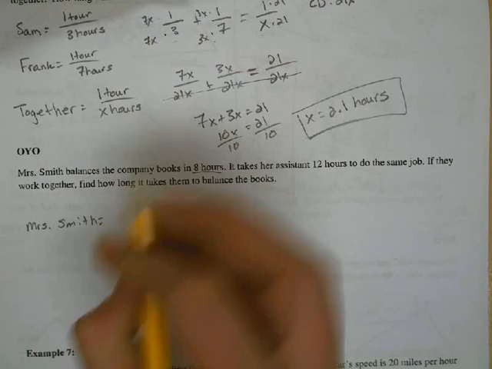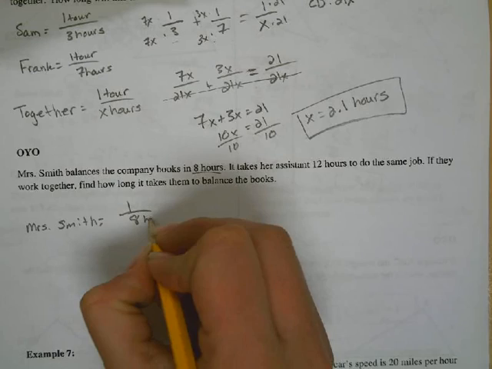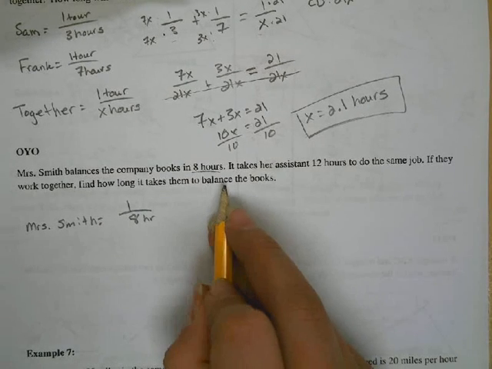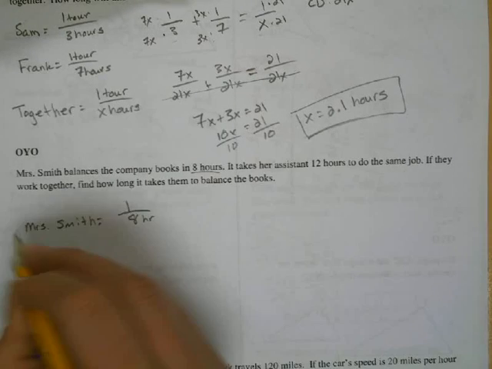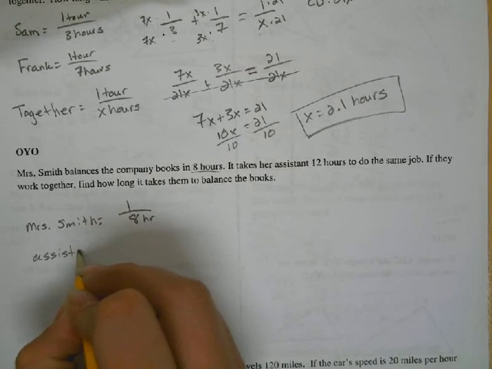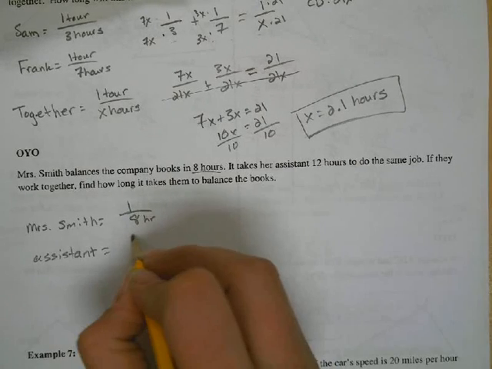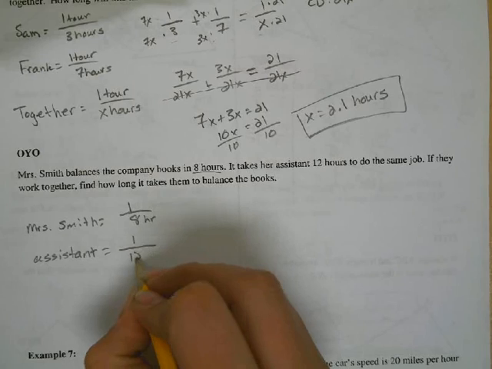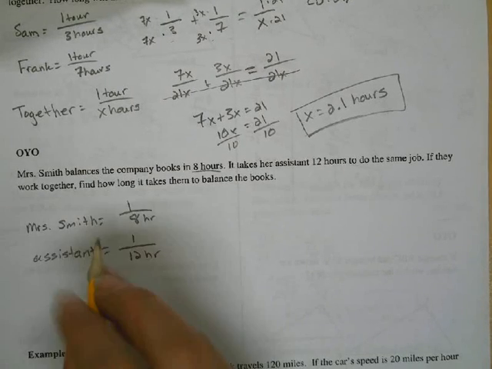Okay, she's going to do one set of books in 8 hours. It takes her assistant 12 hours to do the same job. So, assistant, okay, I guess that's why she's an assistant, not the head person, right? She does that same set of books in 12 hours. If they work together, find how long it takes them to balance the books.